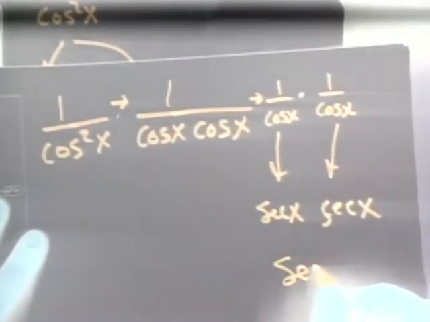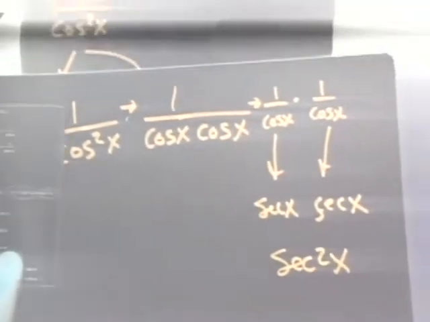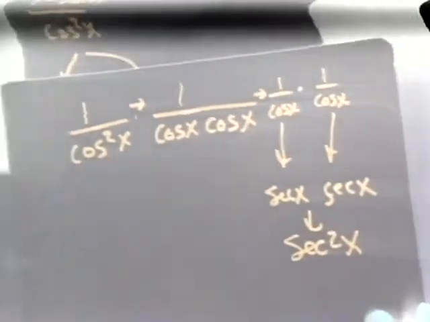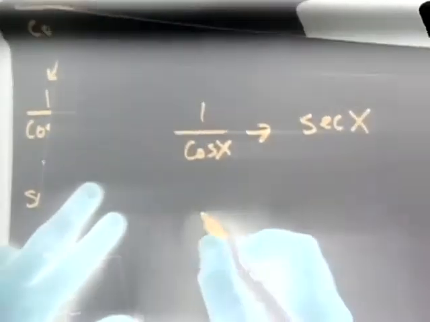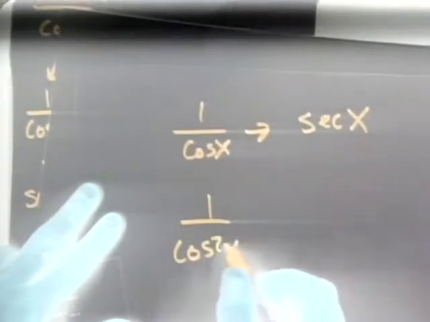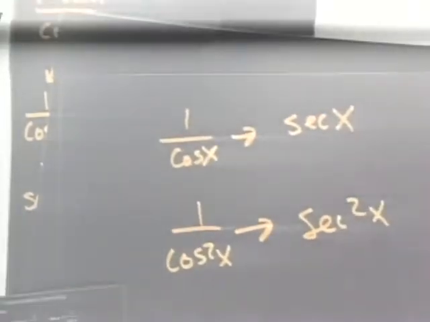So I guess the whole point I'm trying to get at is 1 over cosine x definitely is the same as secant x. But 1 over cosine squared x also works the same way. It is secant squared x. That works the same on all of those reciprocal identities. So just keep that in mind. And then we'll go back.